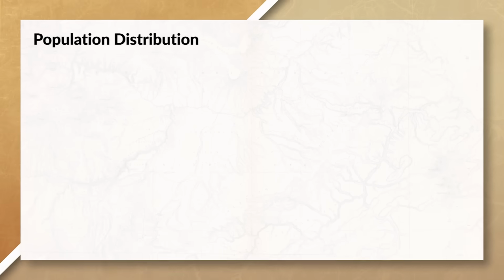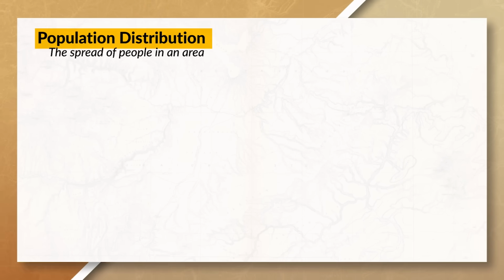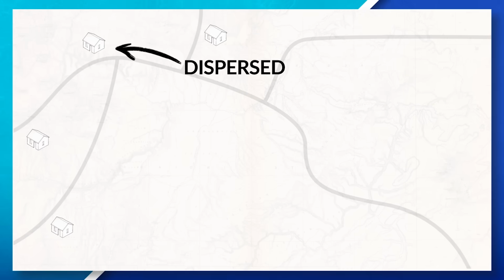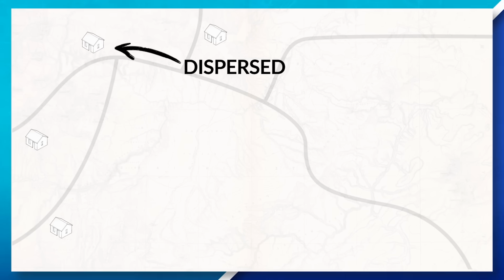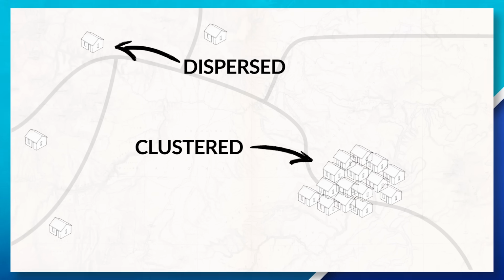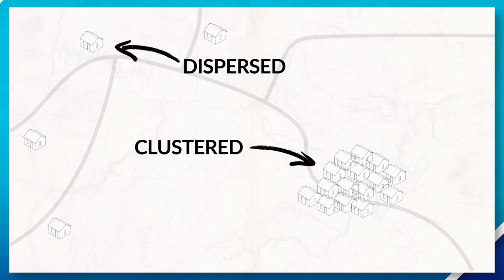Now remember, when talking about population distribution, we are talking about the spread of people in an area. We can see that places can be dispersed, which means they have their population, buildings, or other features spread out or scattered over a wider geographic area, instead of being clustered together. If a place is clustered together, it means the population, buildings, or other features in a place are concentrated in a specific area or region with little to no space between the different features.